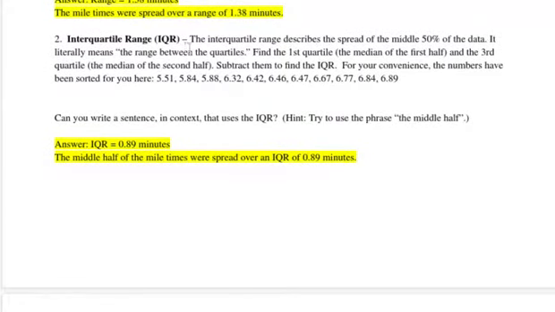The interquartile range, reading through the directions here, it's the spread of the middle half, or literally the range between the quartiles. So you find the third quartile and the first quartile and subtract them. And doing that, you'll get an answer of 0.89 minutes. And again, using this number in context, what does this actually tell you about the data? So we'd say the middle half of the mile times was spread over an interquartile range of 0.89 minutes. It kind of gives you a sense for what that middle half or that middle group is doing, that they're all within about a minute of each other.